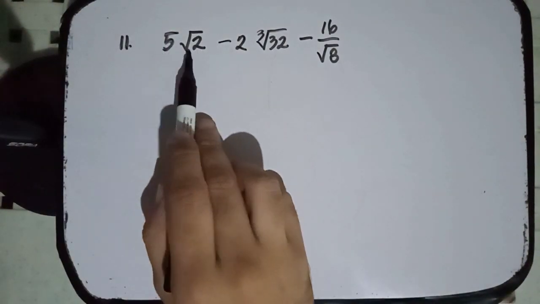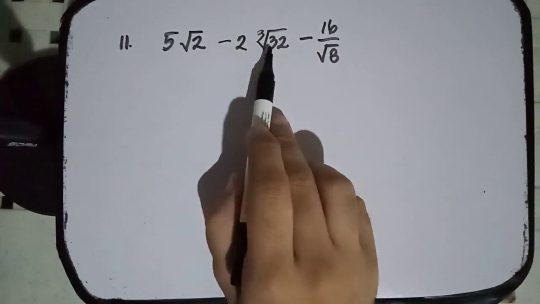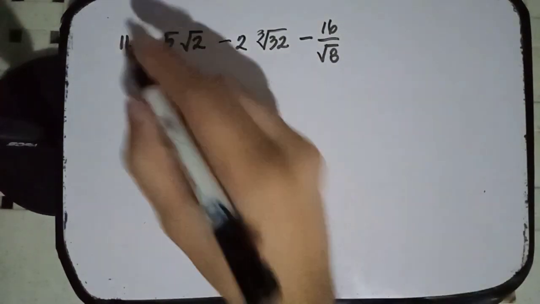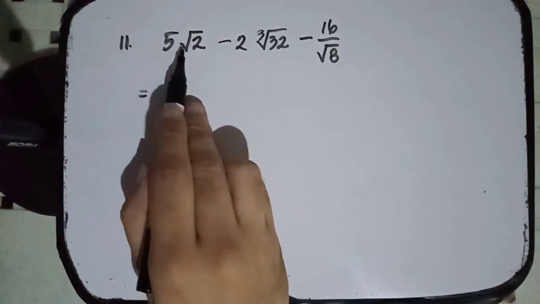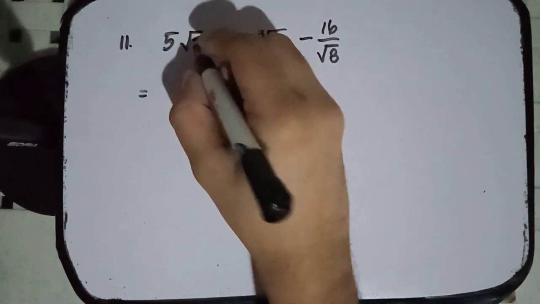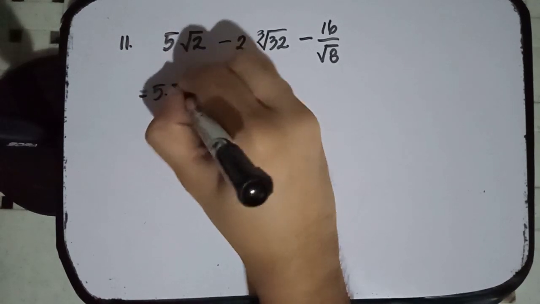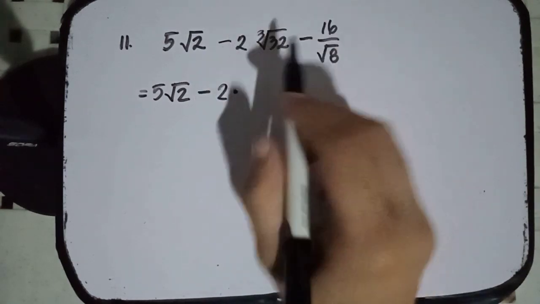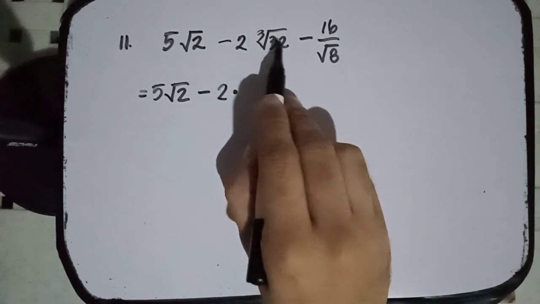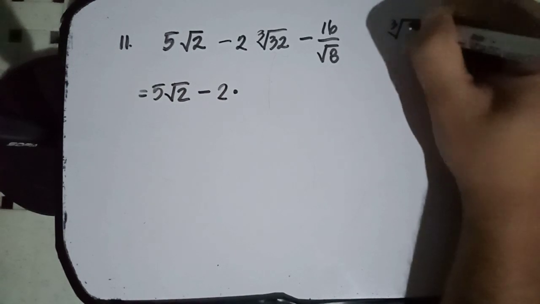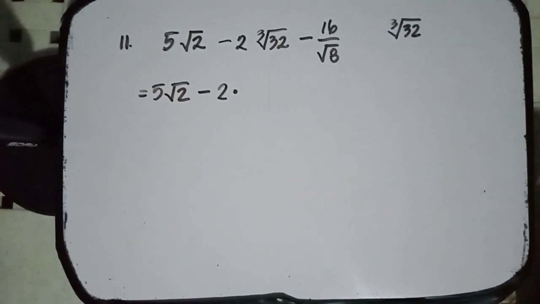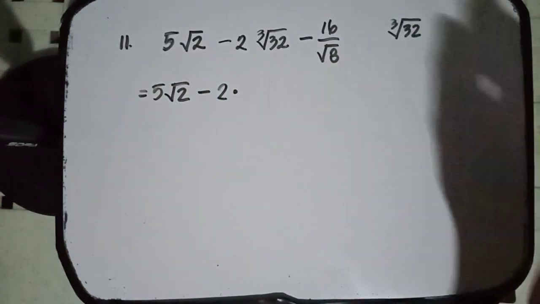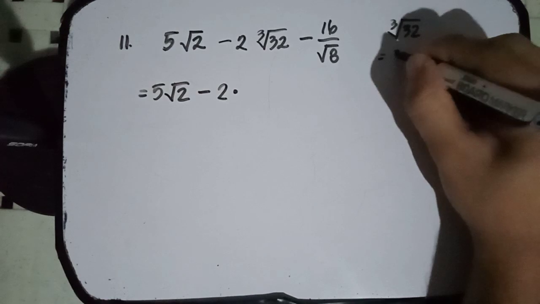Next, number 11, we have 5 square root of 2 minus 2 times cube root of 32 minus 16 over square root of 8. Alright, so first, copy this one kasi wala tayong mapapala dito. Di natin masimplify ito. So, 5 square root of 2 na yan. Then, minus 2 times, okay, we are going to simplify this thing. Okay, so cube root of 32, diba? So, 32 is 2 to the 5th power. Tama? 2 to the 5th power.